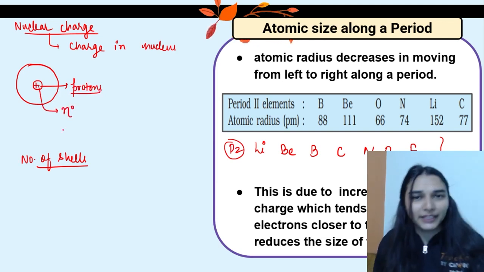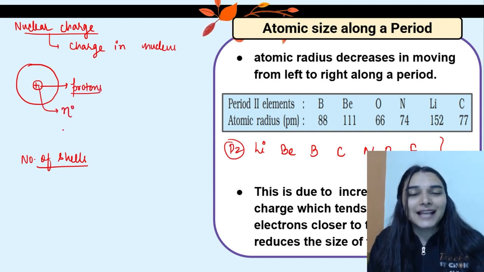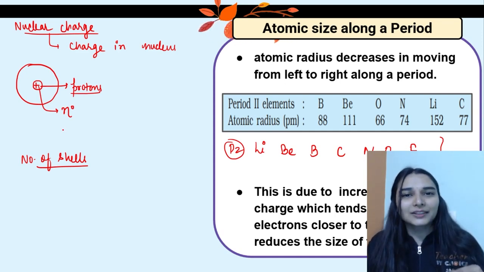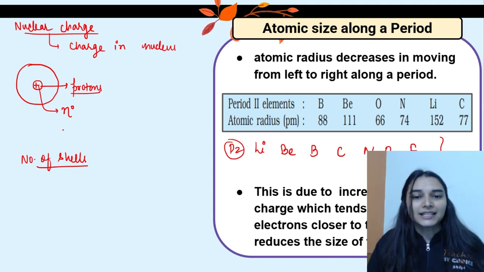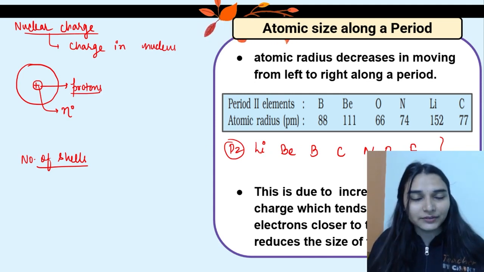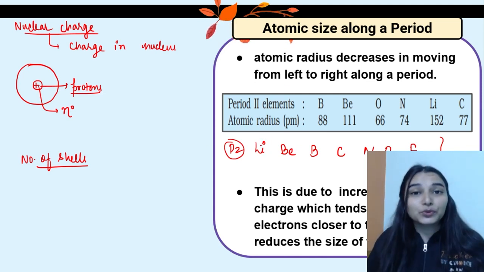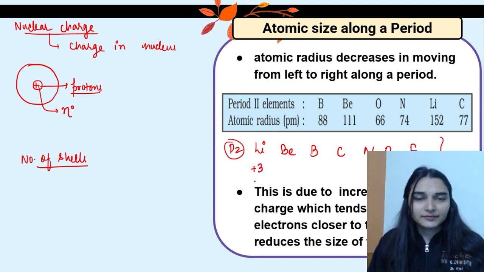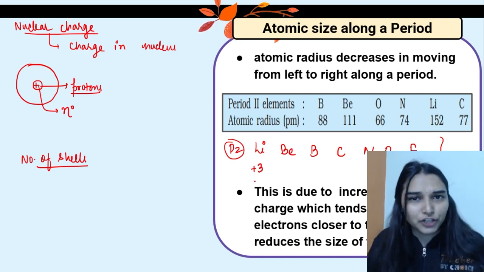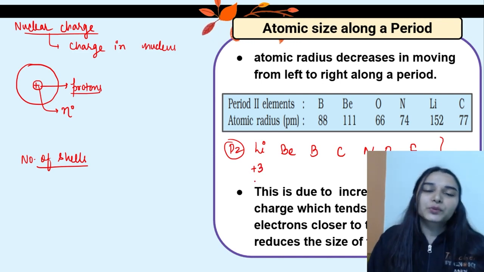Neutrons are neutral. So why is the nucleus having charge? Because of protons. So the number of protons in an atom determines the nuclear charge. If lithium has atomic number 3, it has 3 protons in the nucleus, so its nuclear charge is +3. Charge in the nucleus is nuclear charge, and that is coming because of the number of protons.